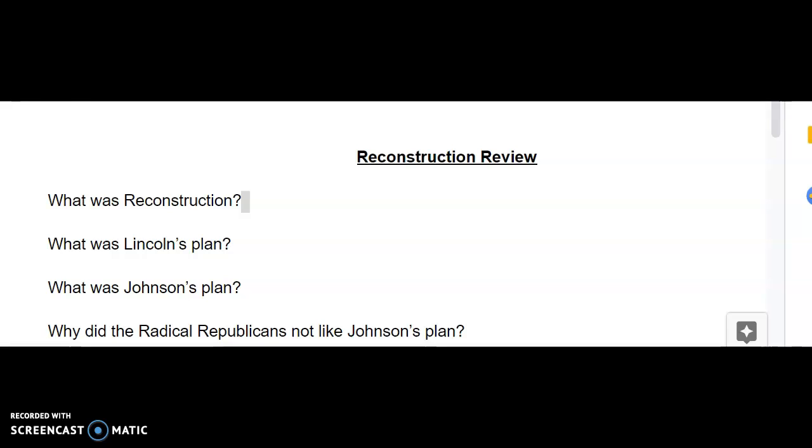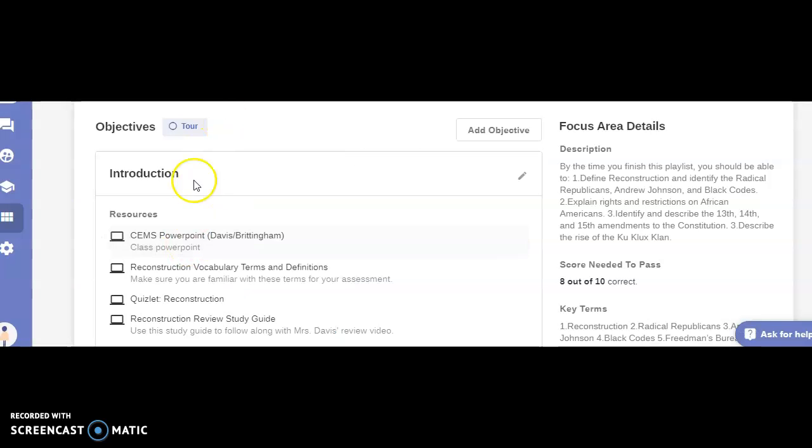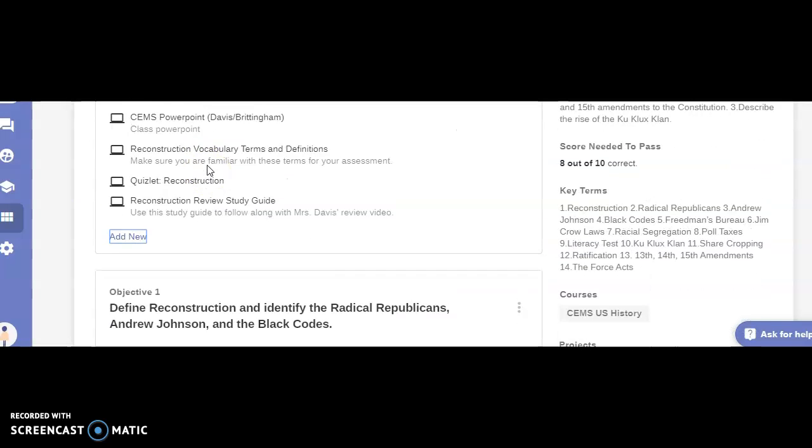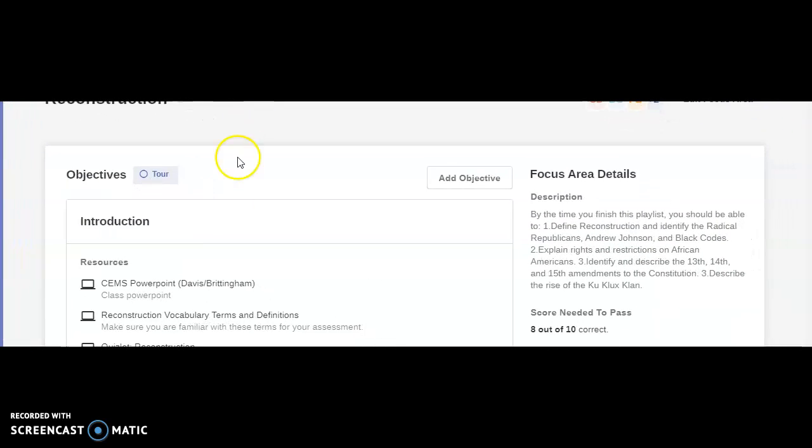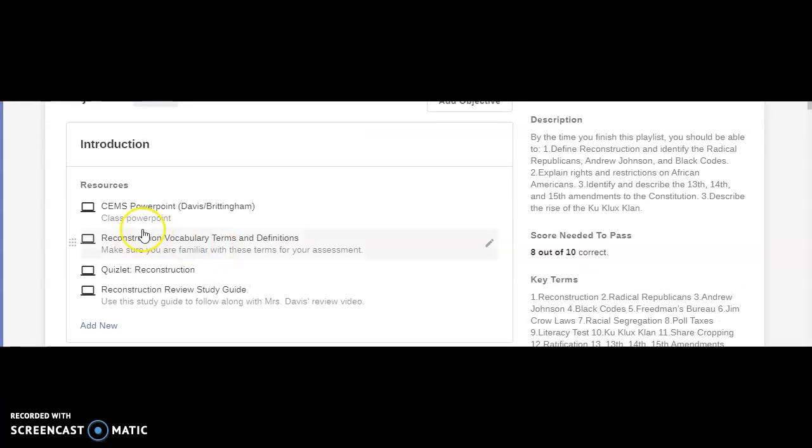So if we go over to the Summit tab, you can see that in the Reconstruction focus area, down here there's all of our resources: the PowerPoint, vocabulary, Quizlet, and this Reconstruction Review Study Guide is the document we will be using today to review. Miss Brittingham is also going to be posting a video reviewing the PowerPoint again, so you should have plenty of resources to help you with Reconstruction.